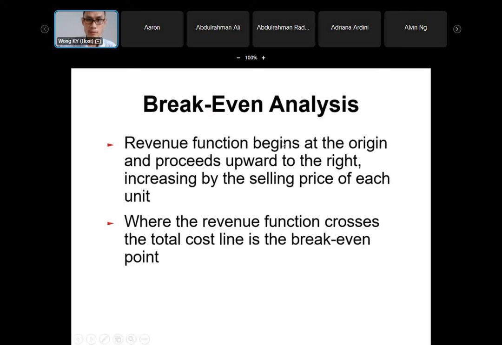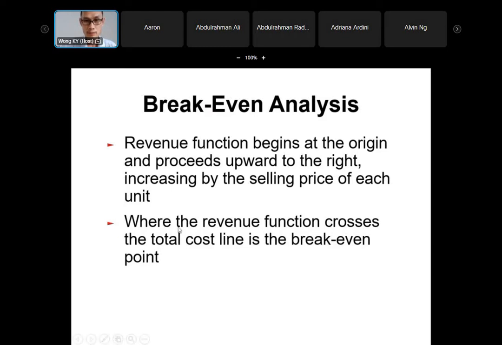The revenue function normally begins at the origin. If you do not make any products, then there is no revenue, right? If you don't sell any products, there is no revenue, there is no income. Therefore, the revenue function begins at the origin, and it will proceed upwards to the right. If you plot the graph, it will proceed upward to the right, increasing based on the selling price of the product as well as the production quantities.